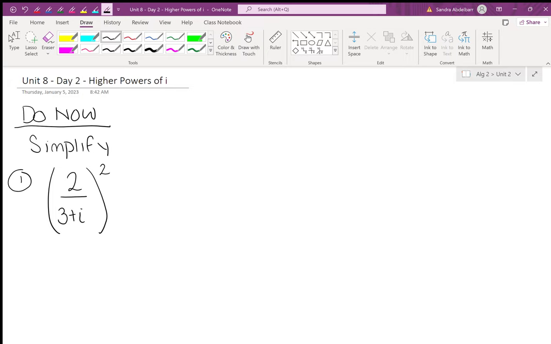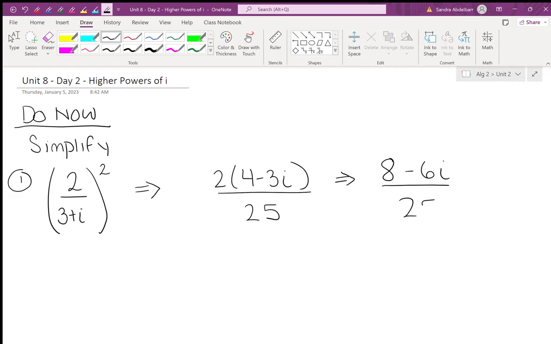All right, who thinks they have an answer? Who thinks they have an answer here? Simplified form. 2 times 4 minus 3i over 25. Yep, I distributed in that too, so we're at 8 minus 6i over 25. But both answers are the same, just written in a different way. Anybody need to see me do this? Okay, let's do it.